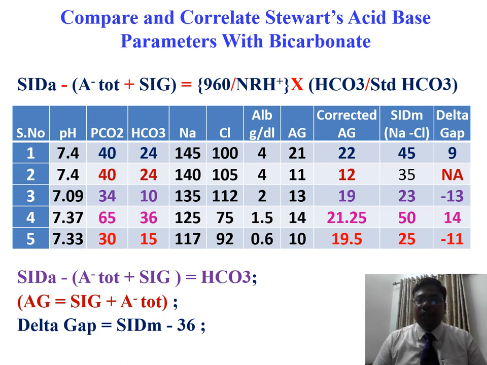So the anion gap has to be corrected. Why does the anion gap have to be corrected? Because anion gap is equal to strong ion gap plus ATOT. ATOT denotes the concentration of dissociated non-volatile weak acid, mainly albumin. So in the presence of low albumin, the anion gap will be lower, so it has to be corrected. And the delta gap is proportional to the main strong ion difference. Main strong ion difference is the sodium minus chloride difference.